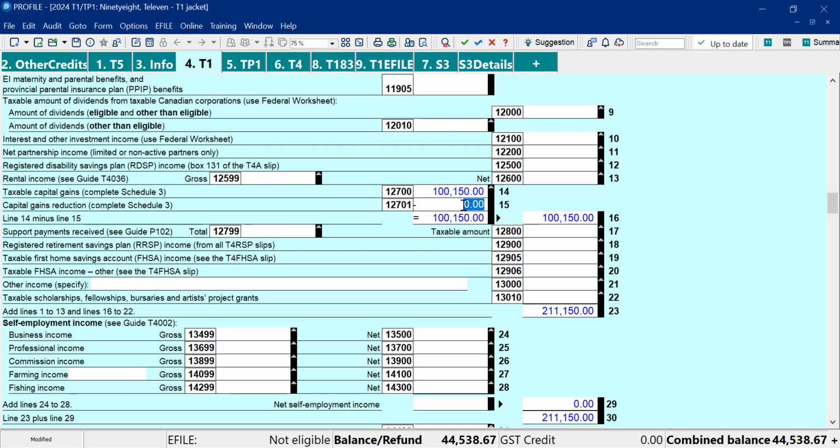The line 12701 was implemented to deal with the inclusion rate increase, which is no longer in effect for 2024. So this is just a placeholder. If it's enacted in a later year, it's there and ready to go. So hopefully this explains why there's two periods. It's just a technical thing. And also for farm property, for example, where there's a capital gains deduction, you need to know what period the disposition was in.